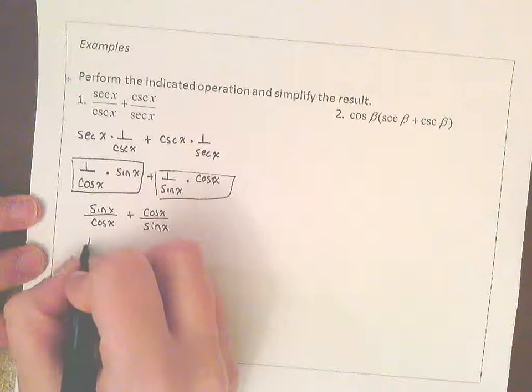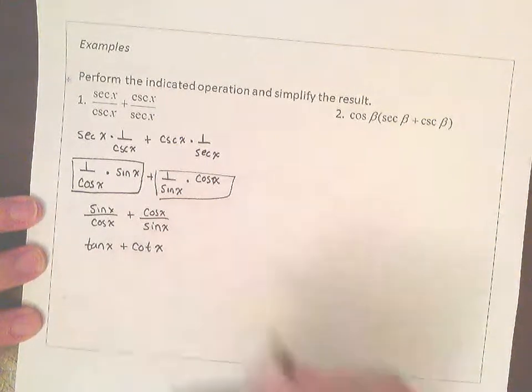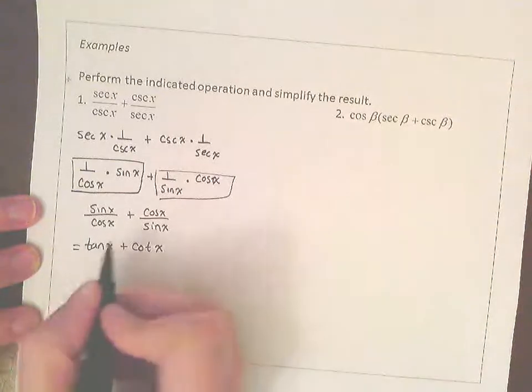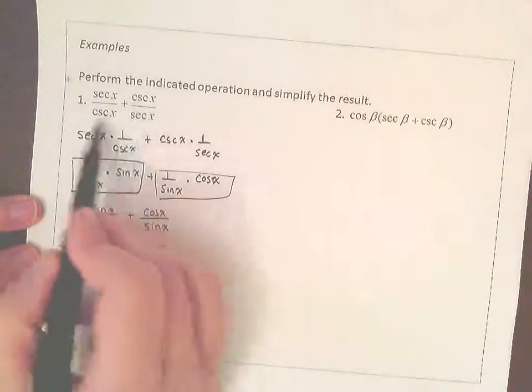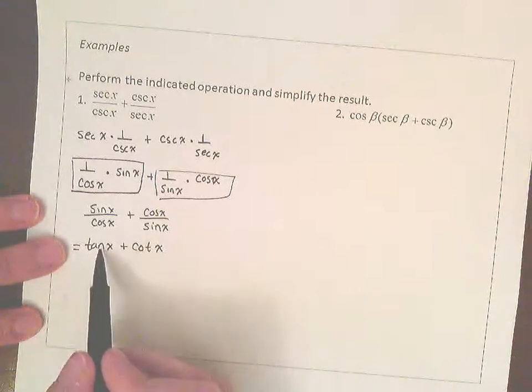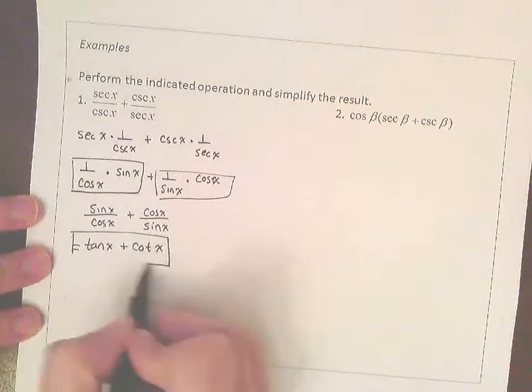So here we have tangent of x plus cotangent of x. And that's as far as I can go. I've basically simplified it. I've taken it from 4 trig functions down to 2, and if I try to keep going, all I'm going to do now is just complicate things. So this is as far as it goes, and that is my answer.